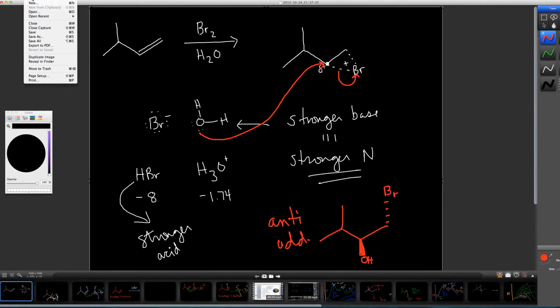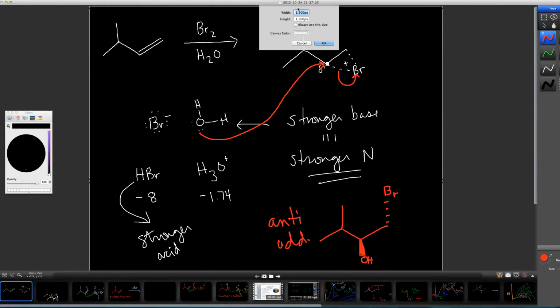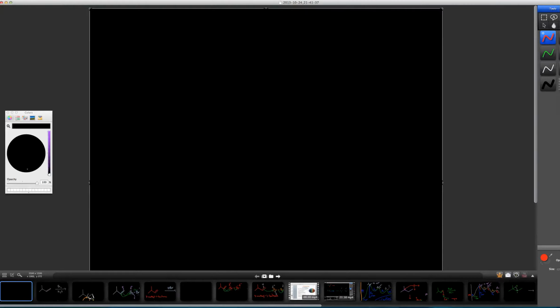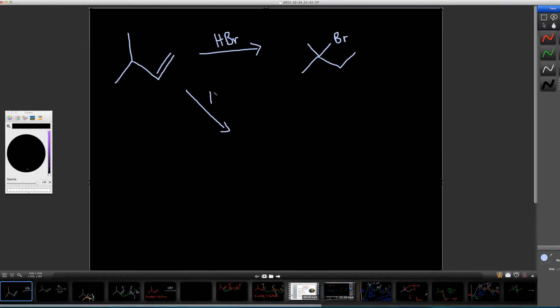So to recap what we've learned thus far about mechanism. This brings our total reaction mastery to 4. HBr with this substrate, we get rearrangement and a tertiary alkyl bromide. If I add HBr in the presence of water, again I'll have rearrangement, but I'll have a tertiary alcohol.